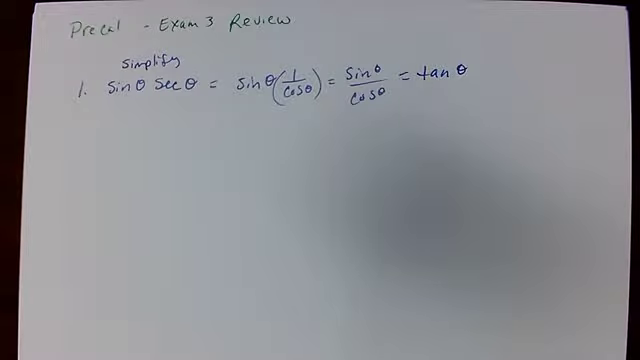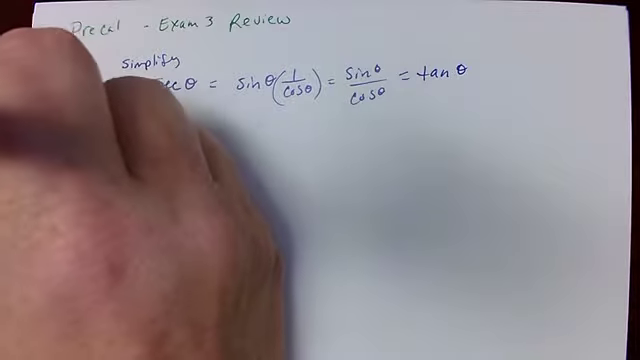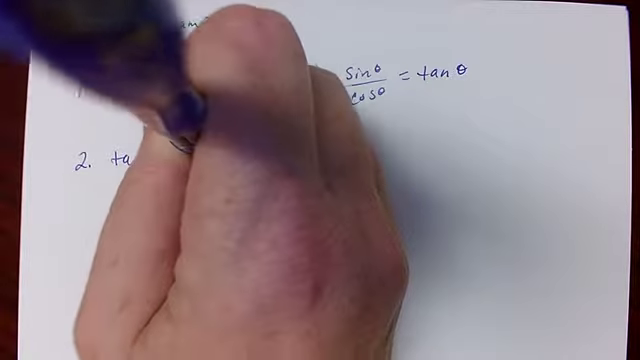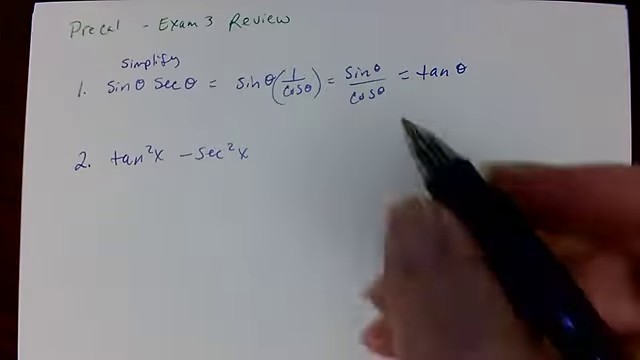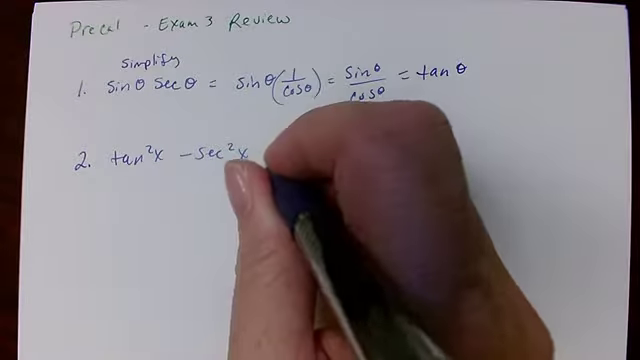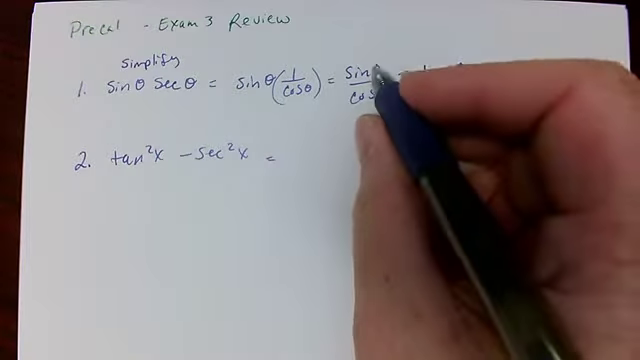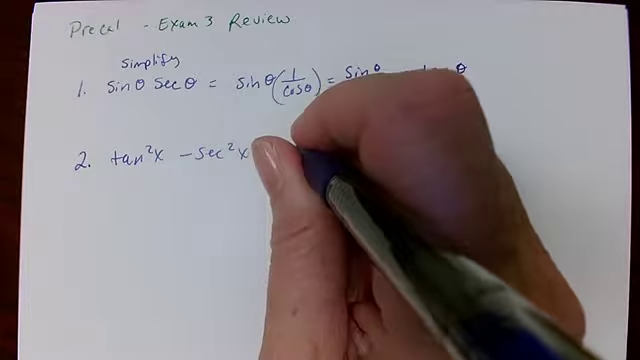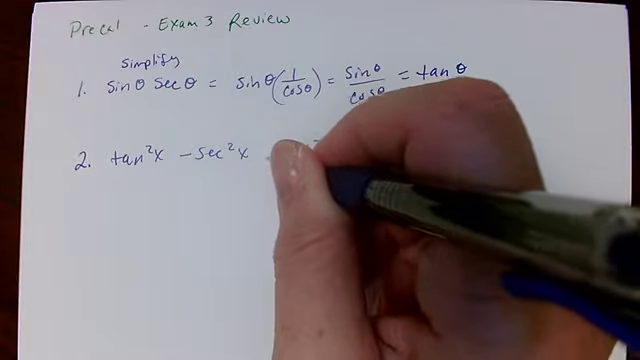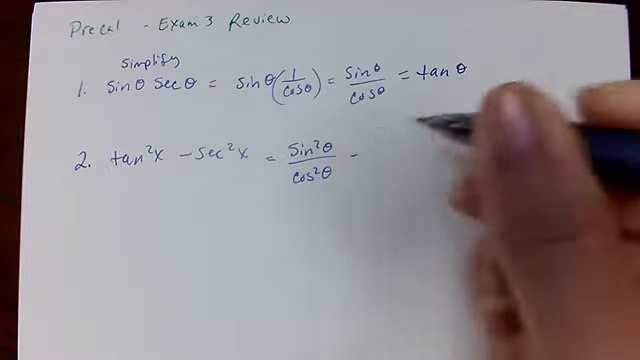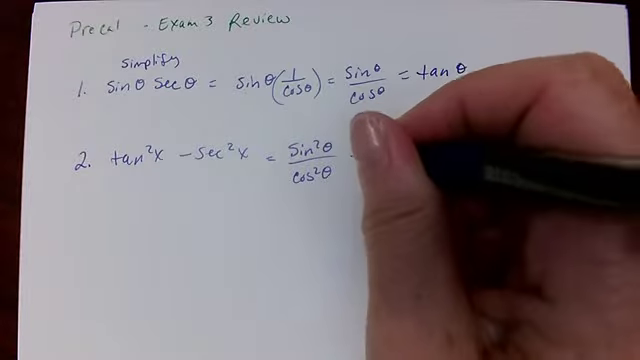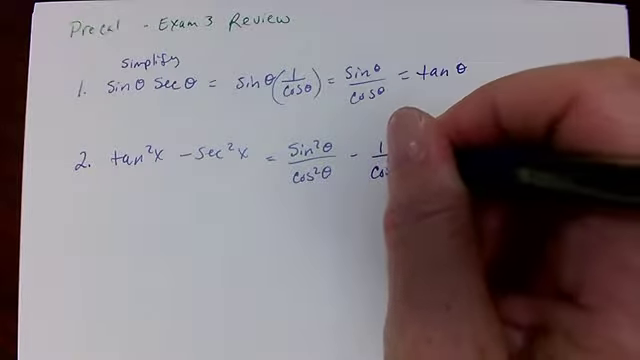The second one we're going to look at will be tangent squared x minus secant squared x. So again, the first thing I want to do is write things in terms of sine and cosine. So tangent is the same as sine over cosine, like we just discussed. So that gets me sine squared theta over cosine squared theta minus secant, again, is 1 over cosine. So this will be minus 1 over cosine squared x.